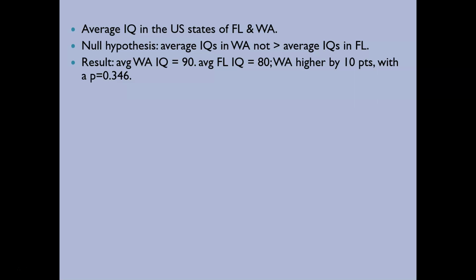So the Washington IQ average, let's say, was about 90. In Florida it turned out to be about 80, so you figured that Washington IQ is about 10 points higher on average than Florida. And then any statistical application also spits out something called a p-value, or probability value. In this case, you got a probability value of 0.34. If it is harder for you to wrap your head around a probability value, make it a percentage: about 35%, roughly a third.